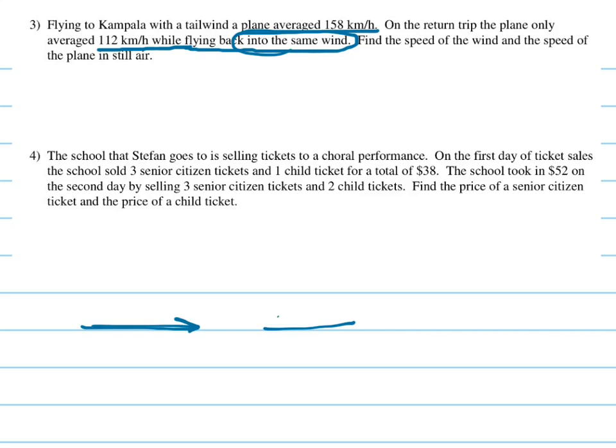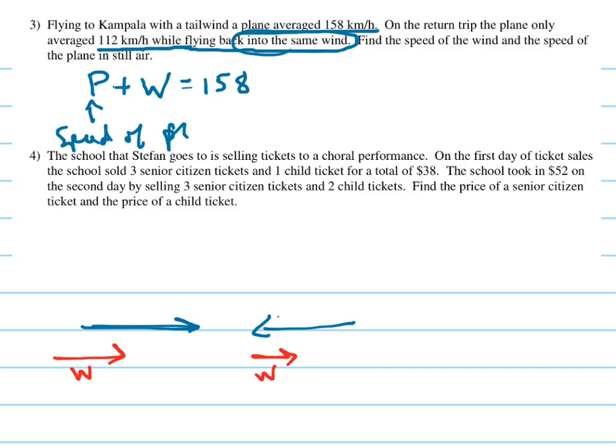When we're going there, the wind, this is sort of a simple physics problem. Let's say that the red line is the wind and the blue line is the plane. It's helping when I'm flying there, but when I'm flying back, it's hurting. And so the formula is simple. The plane speed plus the wind equals 158. So this is the speed of plane. W is the speed of the wind. It's important to name your variables. And this is the total speed.